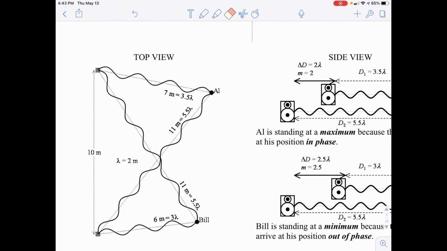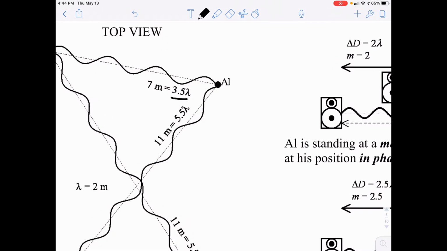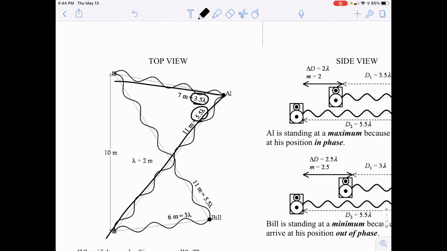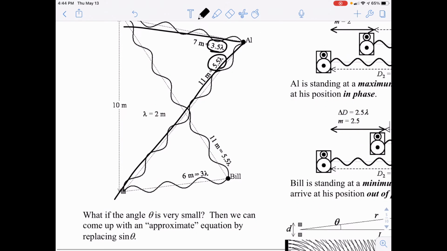So what you notice is there is a difference in the path. If you subtracted, this path and this path have a difference of 2 lambda, so they constructively interfere. Whereas in this one, the wave is 11 meters long, 5.5 wavelengths long, and this one is 6 meters or 3 wavelengths long. You have a trough meeting a crest. They're destructively interfering, and the difference between these would be 2.5 wavelengths, or 5 halves lambda.